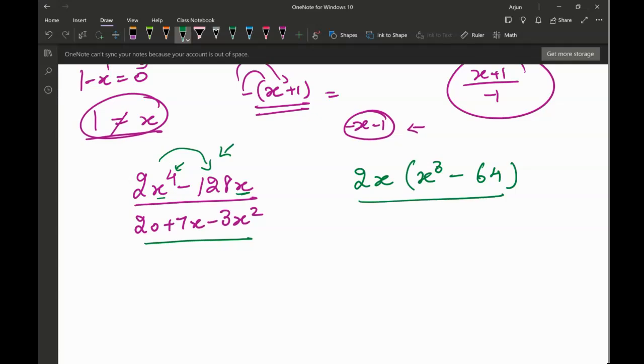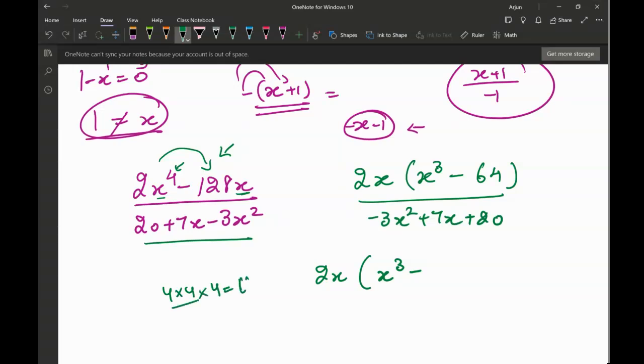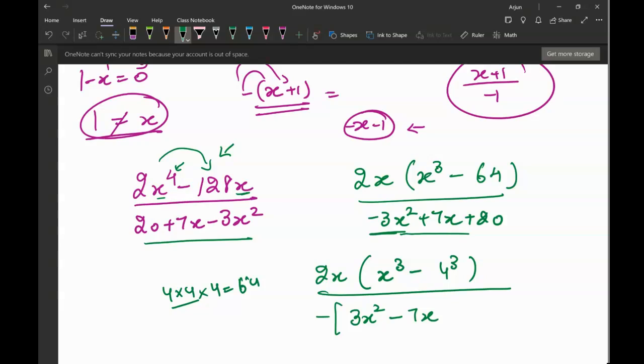Now for the leftover on the bottom, I can rearrange the terms: negative 3x squared plus 7x plus 20, and then the top will be 2x times x cubed minus, I can write it as 4 times 4 times 4. 4 times 4 is 16, 16 times 4 is 64. So I can write it as 4 cubed. Then I can take the negative common from the bottom and write it as 3x squared minus 7x. If I take the negative outside the bracket, I have to change the sign of every term inside the bracket.